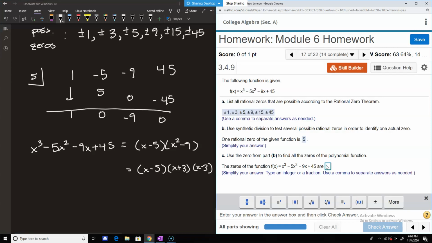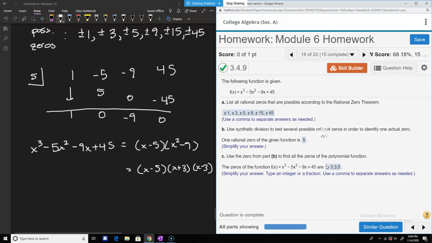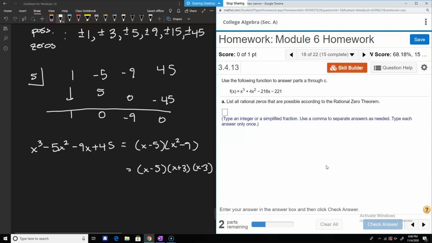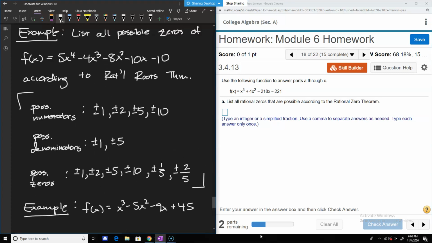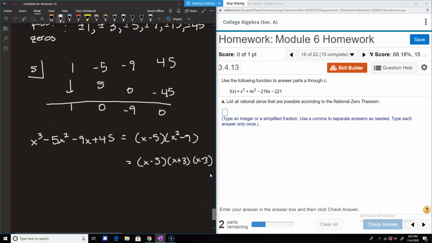But you could also do it by graphing. So -3, 3, and 5. And that's it. So the next one is a similar question. Again, you can go ahead and graph it, or you can do it with the synthetic division and factoring. Up to you. So we'll skip this one. Yes?